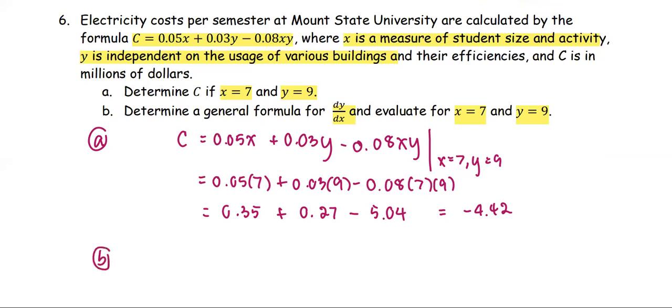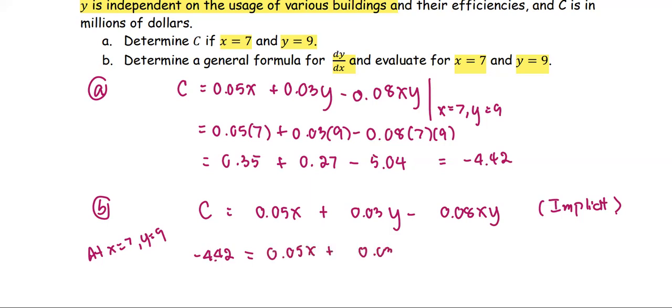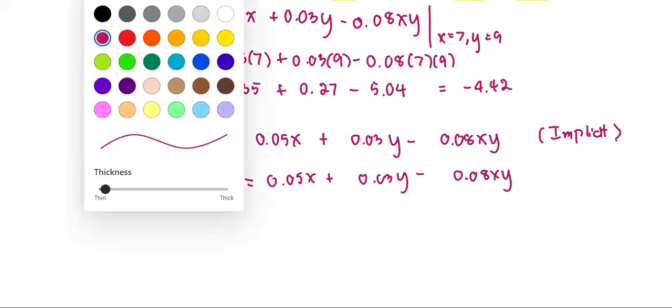Next, part B, we are going to determine the general formula for dy by dx and evaluate for x equals 7 and y equals 9. The cost function provided is C equals 0.05 times x plus 0.03 times y minus 0.08 times x times y. Since this is an implicit function form, and at x equals 7 and y equals 9, the cost turns out to be negative 4.42. So the equation becomes negative 4.42 equals 0.05 times x plus 0.03 times y minus 0.08 times x times y. Use implicit differentiation to find the derivative.